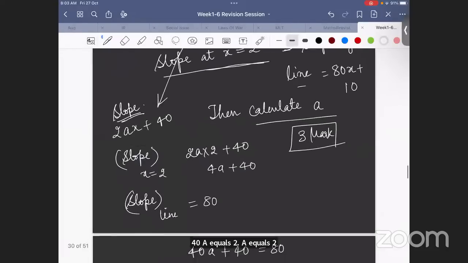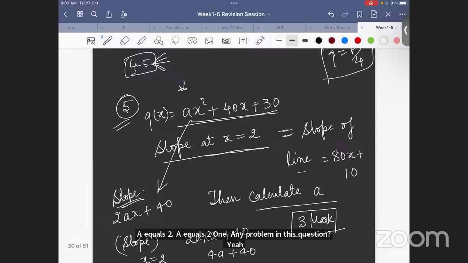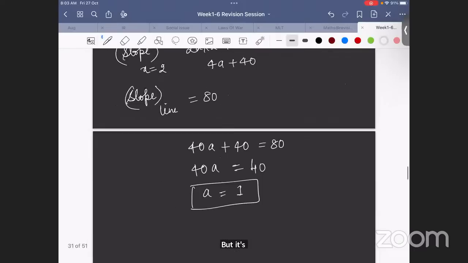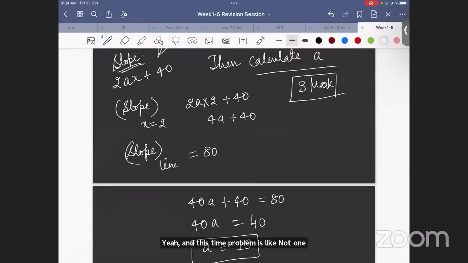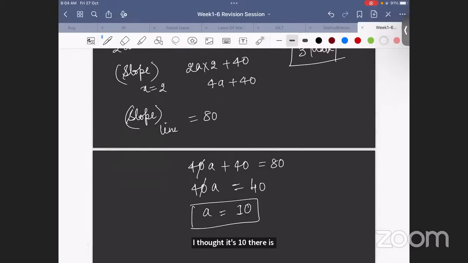Any problem in this question? Sir, it's not 40a, there should be 4a. Yeah, so basically 4a plus 40 equals 80, 4a equals 40, a equals 10.